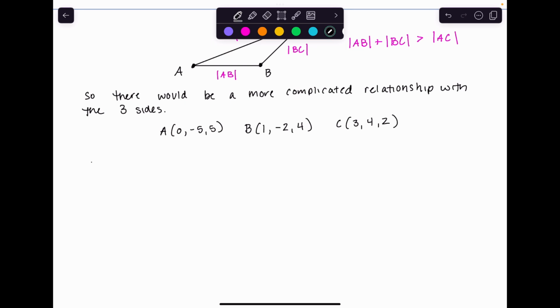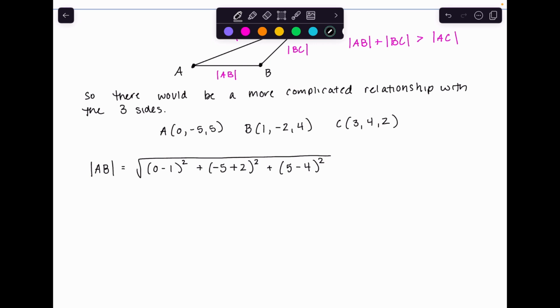So let's start with the distance from A to B. I'm going to write my square root at the end, but we do the difference in x values, so 0 and 1, the difference in y values, and you have that minus minus, so this turns to plus 2, and then the difference in z values squared, all under a square root. So this will be negative 1 squared turns to positive 1. And then you have negative 3 squared, that becomes positive 9. And then 1 squared is 1. So this side length ends up being root 11.